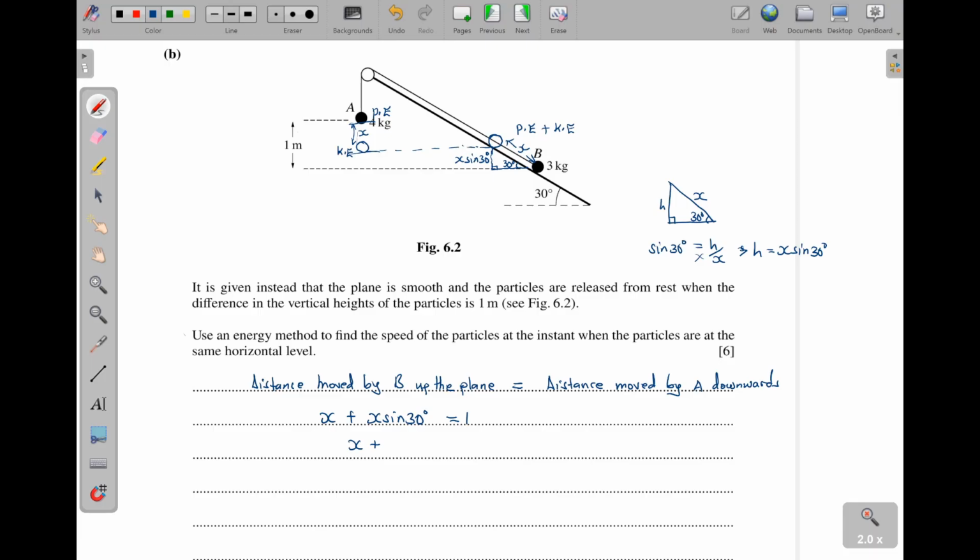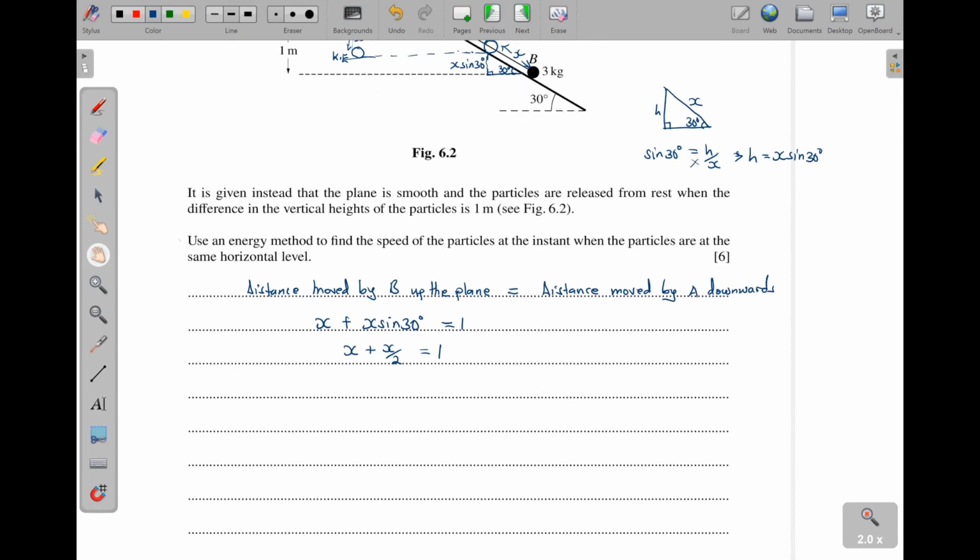Sine 30 is a half. So we shall have x over 2 here, which is equal to 1. 1 plus 0.5, you get 1.5, which is the same as 3 over 2 of x, which is equal to 1. So meaning our x is going to be equal to 2 over 3.